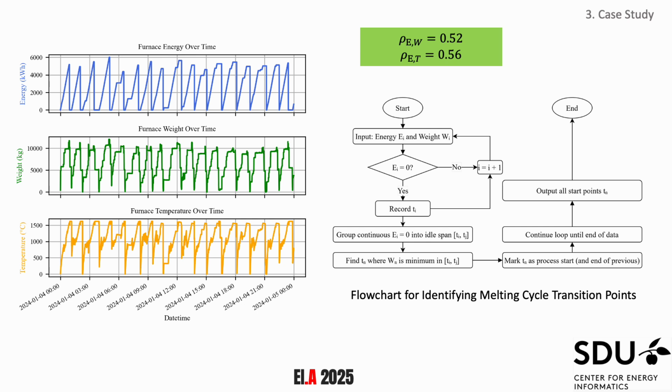So we selected the energy as a primary signal to detect the melting cycle, and we also use the weight signal as a secondary check to ensure the reliability. And the flowchart on the right side shows the details of the identification of the melting cycle transition point.